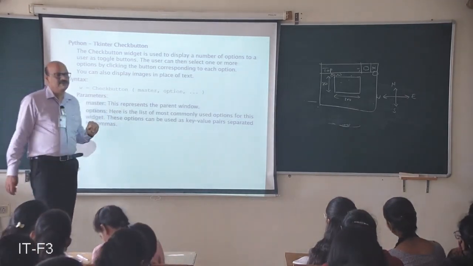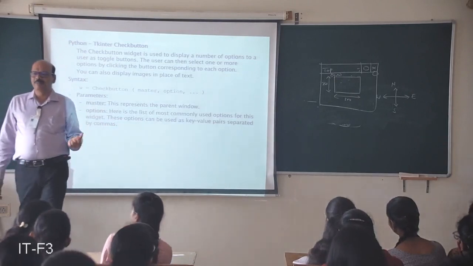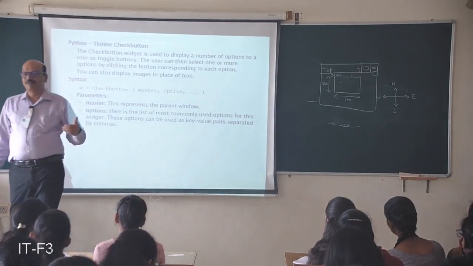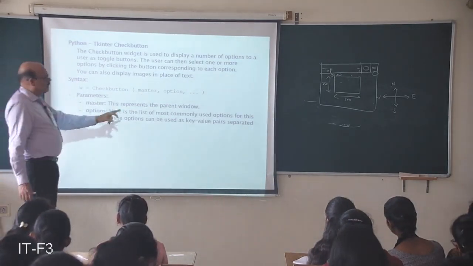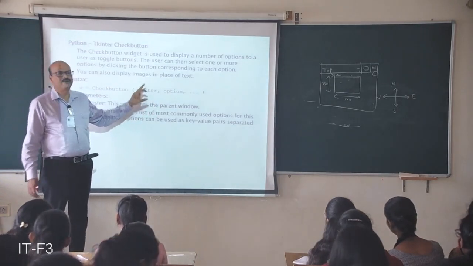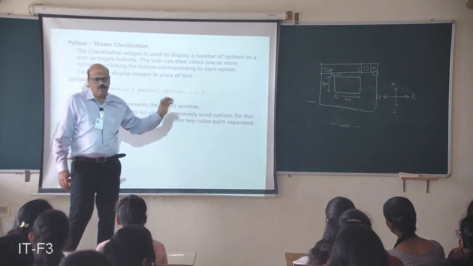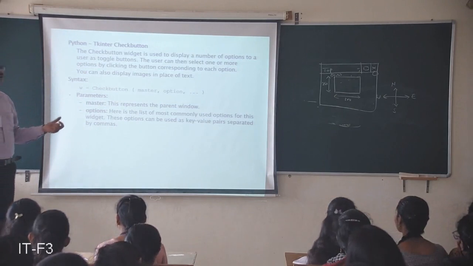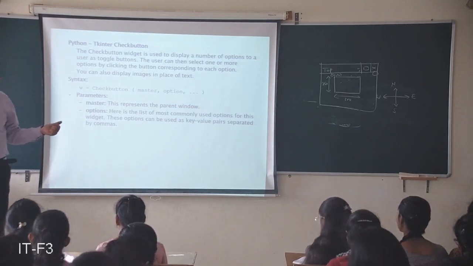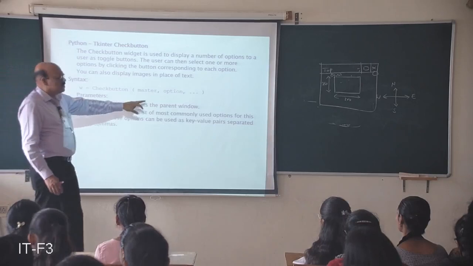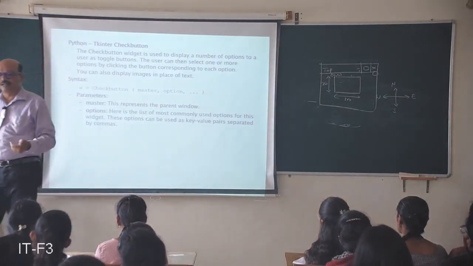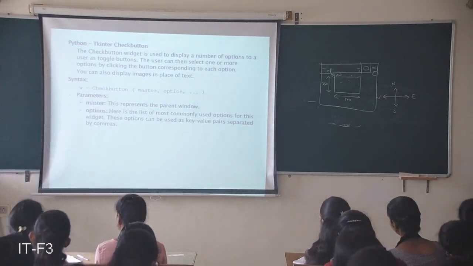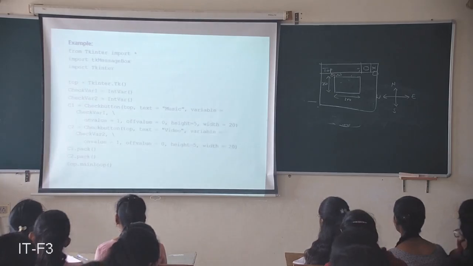Check button is the name of the class. It takes similar parameters. You specify which top level window you want to associate this check button with, the top level window or top level frame, as the first parameter, followed by key value pairs. The first key value pair is the text. That text will become the name of the checkbox. After that, if you want to write some handling code, you can write it by using command. So this is the syntax of the check button. Let us see an example program which uses a check button.